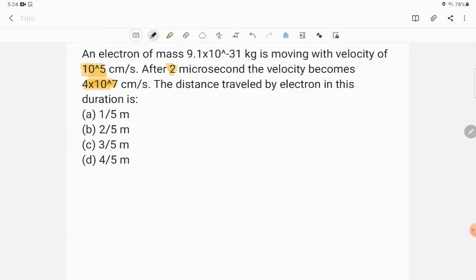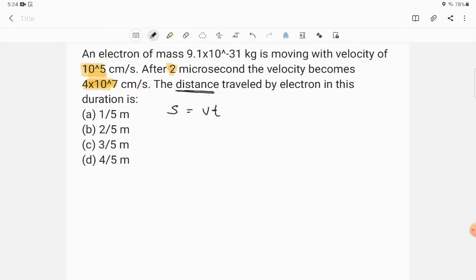So we have to determine the distance, that is, how much distance is traveled by the electron in this duration. So we know that if we have only one velocity, then we have the equation S is equal to V into T. Velocity into time gives you the displacement traveled by the particle, by the body, by the object.